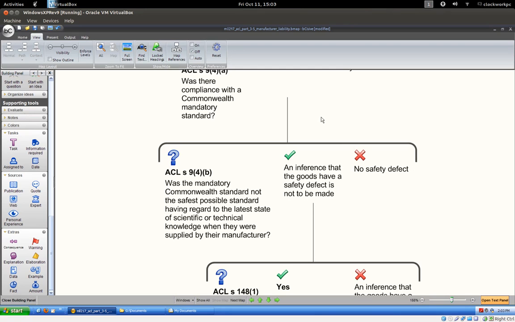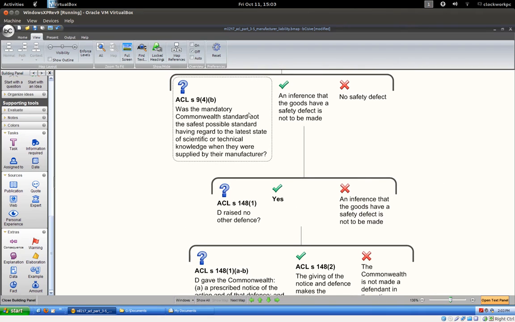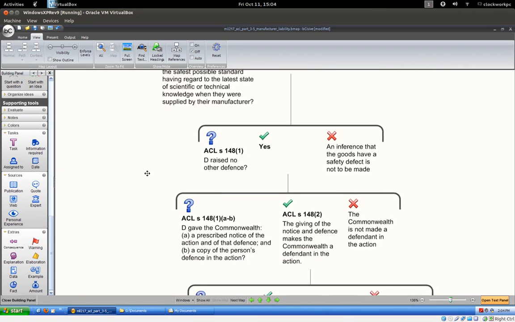So if the manufacturer complied with Australian law, with the Commonwealth standard, and the product was nevertheless held to have a safety defect, you can't draw that inference. Now, interestingly, if this is the only defense raised by the defendants, that there was compliance with the Commonwealth standard, and were it not for compliance with the Commonwealth standard, the product would have a safety defect, then the Commonwealth can actually be drawn in as a defendant and can be made liable.